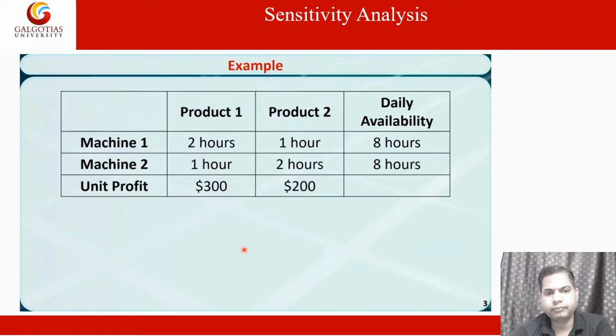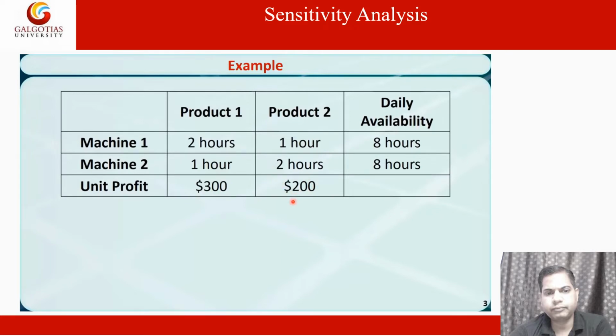Here is an example. Two machines are used to produce two types of products. A unit of product 1 requires 2 hours of processing time on machine 1 and 1 hour of processing time on machine 2. A unit of product 2 requires 1 hour of processing time on machine 1 and 2 hours of processing time on machine 2. Daily processing time available on each machine is 8 hours. Selling 1 unit of product 1 will generate $300 net profit. Selling 1 unit of product 2 will generate $200 net profit.